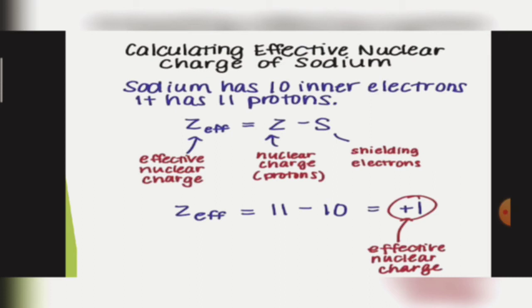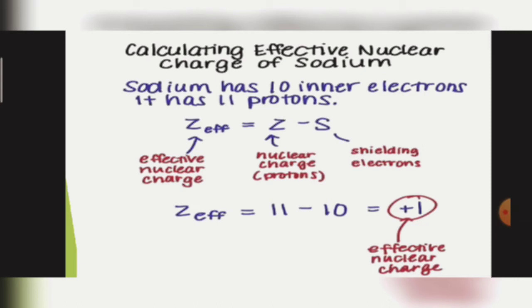It has 11 electrons and 11 protons. But what is the formula to calculate effective nuclear charge? Z is the nuclear charge, the proton number, and S is the shielding effect or screening effect, which can be calculated by counting the number of electrons present in the inner shells. For example, sodium has atomic number 11. It has 11 protons, so Z is equal to 11, and it also has 11 electrons, but here we write 10.